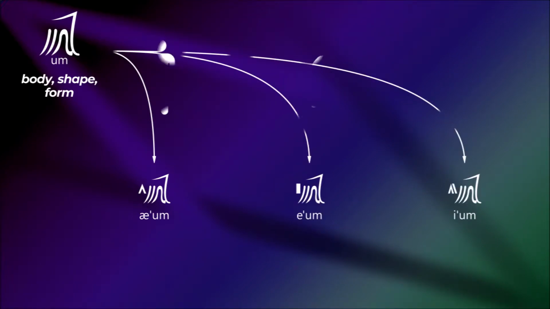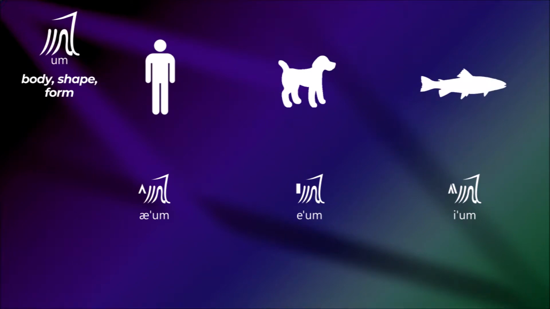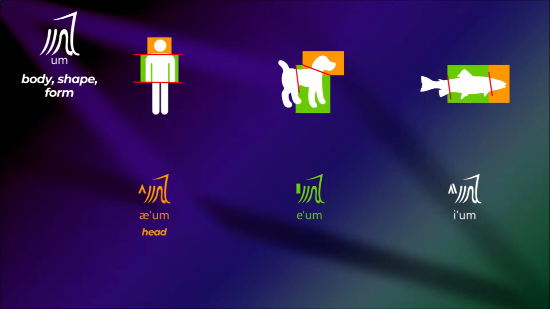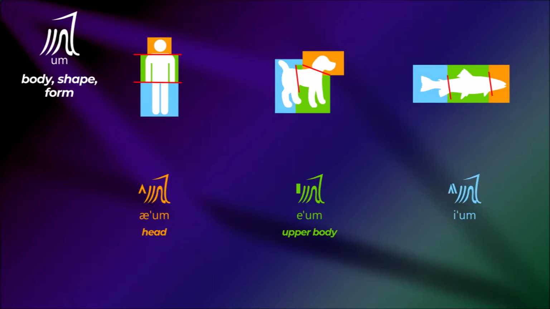These sections run from head to toe. Therefore, aium, the first section, is the head. Eum is the part of the body to which the head connects, the upper body or the equivalent in animals. Ium is the rest of the body. For people, it goes from the waist down. These are the three sections.